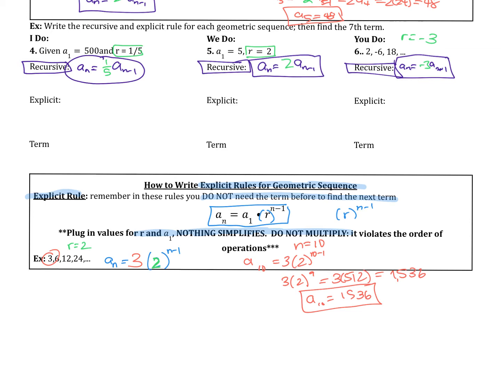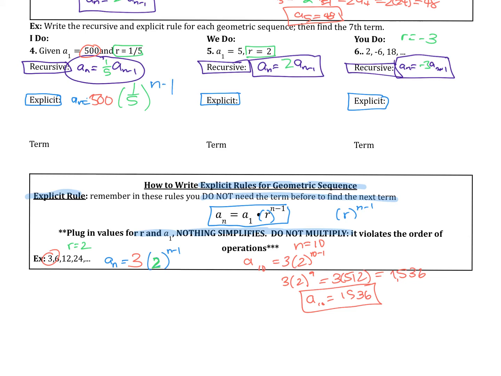All right, let's go ahead and practice writing the explicit rule for the 3 examples above. So we're going to do this in blue. And unlike with arithmetic, there's not simplification. So we're going to start with a sub n equals. We're going to plug in our first term on number 4, that's 500, times our ratio, 1/5, which I'm going to put parentheses around. Let's try that again. 500 times 1/5 to the power of n minus 1.